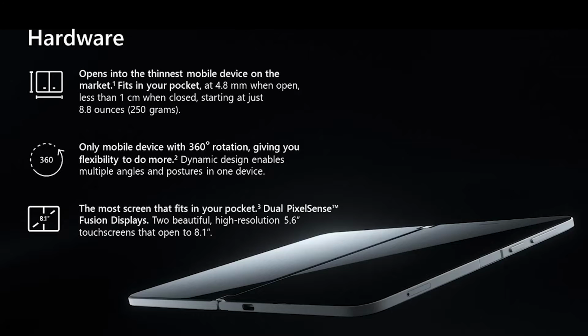Isn't that cool? Before we drill down even more into the software, let's cover some of the unique hardware features that the Surface Duo has. This device is the thinnest screen on the planet. It's 4.8 millimeters when it's open and less than a centimeter when it's closed. The device has 8.1 inch when fully open, with two panes of 5.6 inch each. But it all boils down to the dynamic hinge. The hinge allows a 0 to 360 angle, which gives you the flexibility to do more with various device postures.